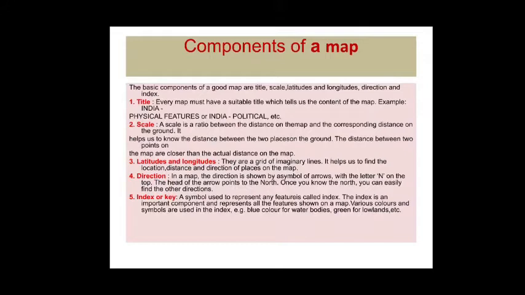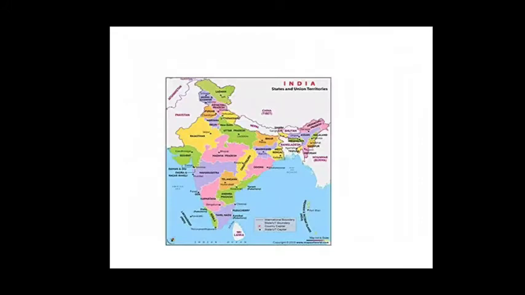Our next component, index or key. The symbols used to represent features are called the index. The index is an important component and represents all the features shown on the map. You see the map, children, with various colors and symbols, arrow marks, lines also. Blue color is for water bodies, green color for lowlands. All the colors give many kinds of features.